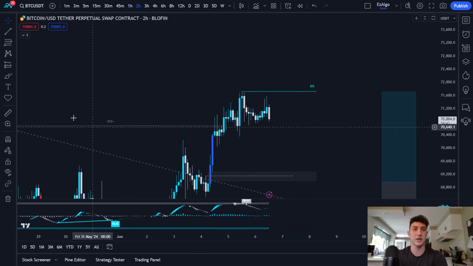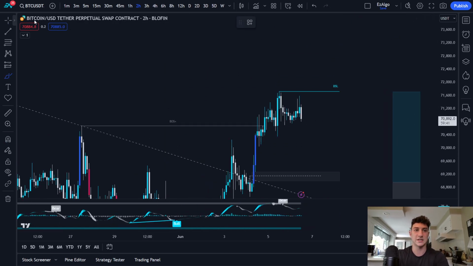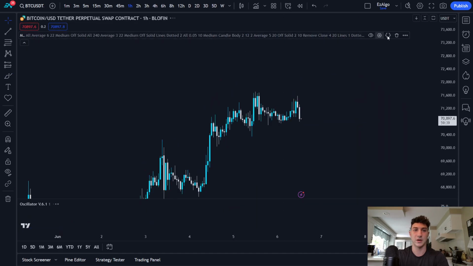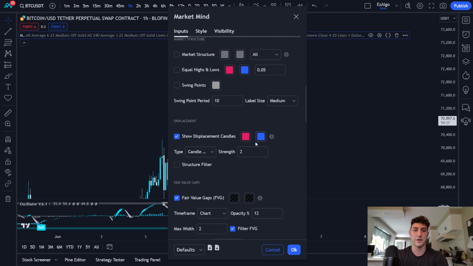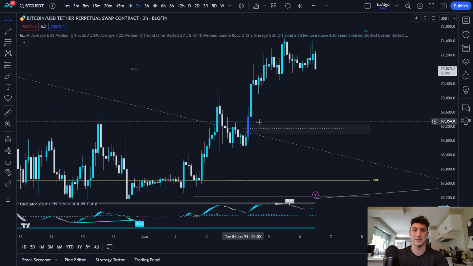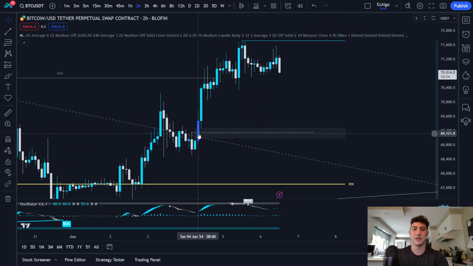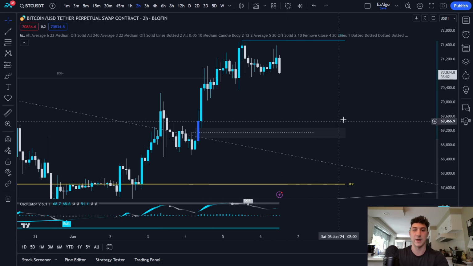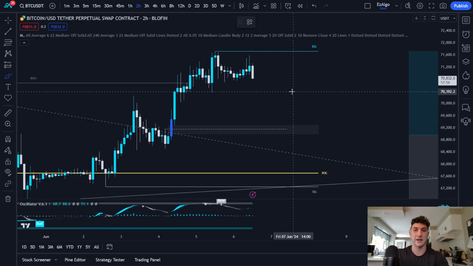But really how you want to use displacement is look for a displacement that breaks structure. Let me go into the settings here. I'll only toggle the displacement that breaks structure here, right? This is an example of price breaking structure with displacement, leaving behind a fair value gap, leaving behind an order block. This is an area I'd like to take a long.